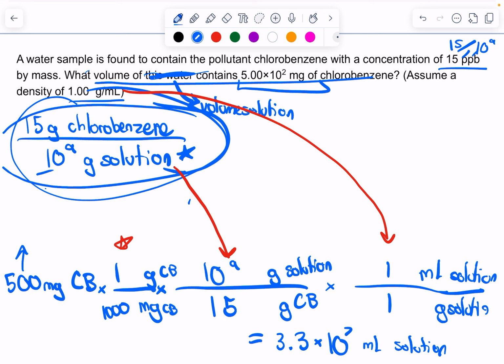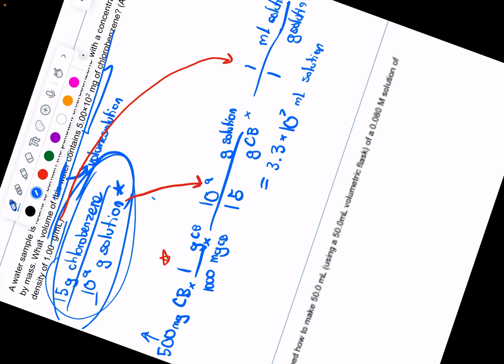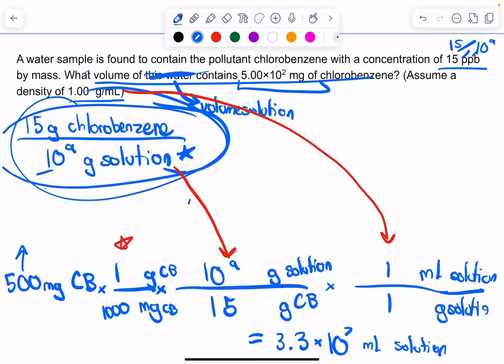Is it dangerous? I don't know. I don't know that much about chlorobenzene. Benzenes are generally dangerous, and you throw a halogen in there, it's probably even worse. Is it enough to be toxic? I don't know.